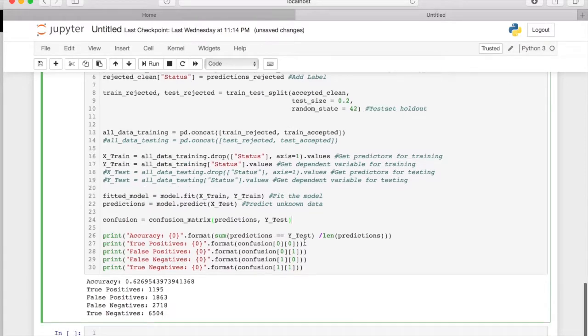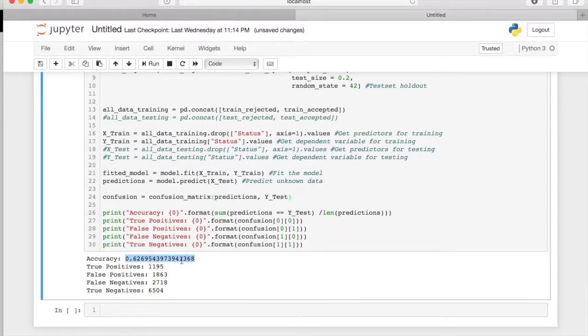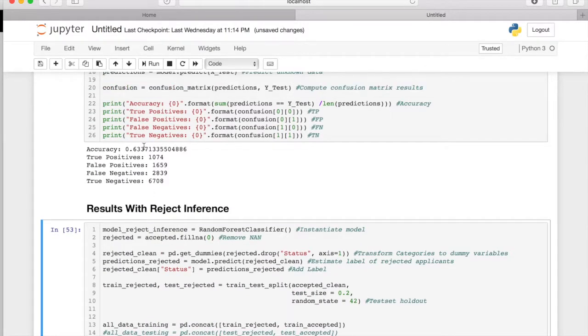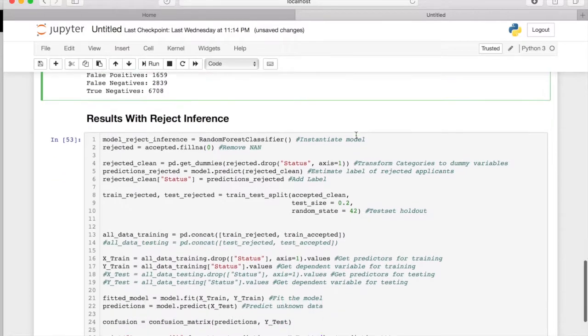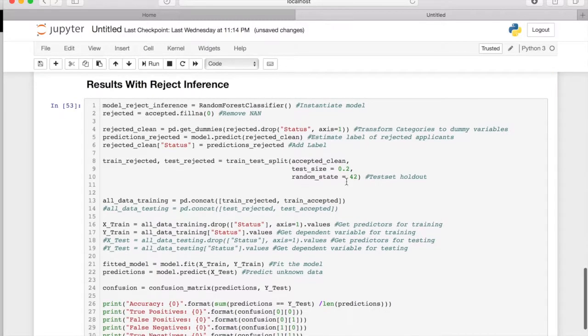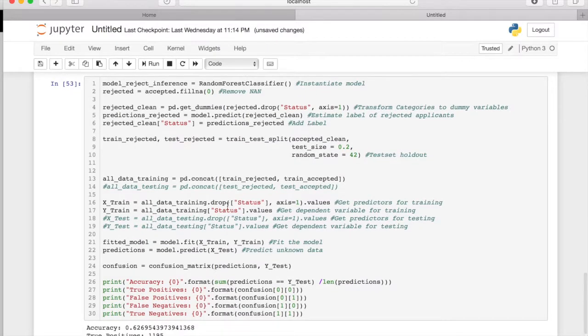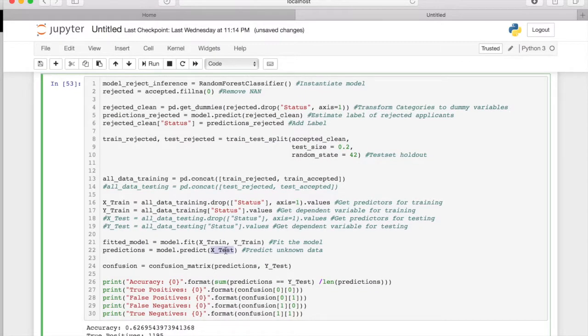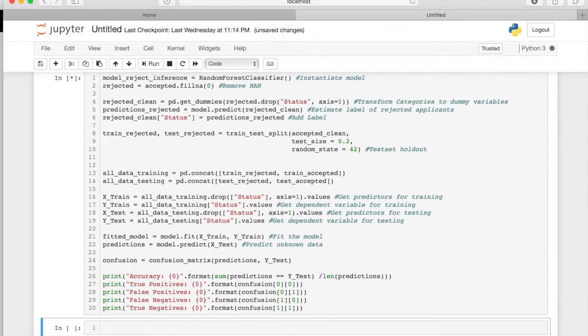What is interesting here is that, as you can see, the accuracy of 0.626 compares pretty well with the accuracy we got for the previous one. But of course, the idea of reject inference is to be able to have a better performing model for the whole population. And in order to estimate that, we are not only going to predict the data that is in the biased sample, but also all the testing data. So we're going to predict data that comes from the rejected population, but also from the accepted population. And we're going to see how this new model performs.